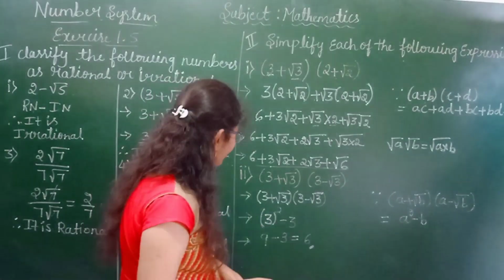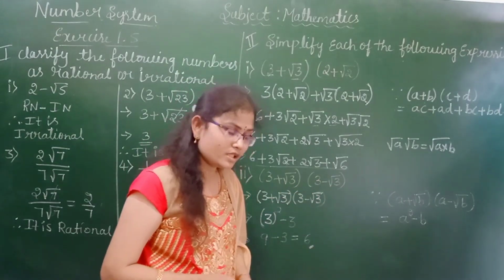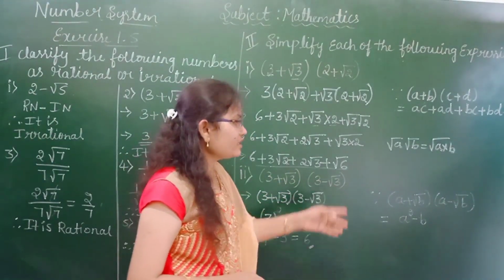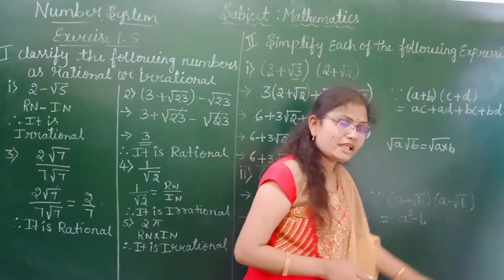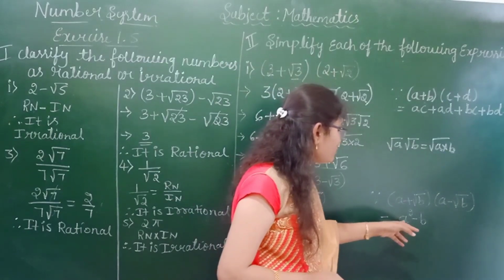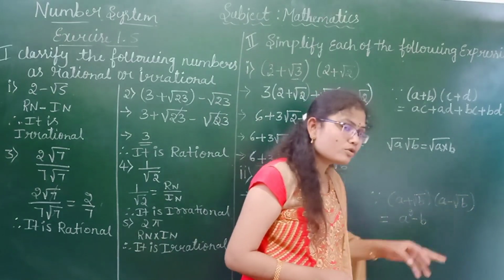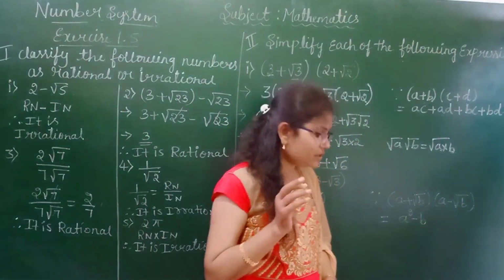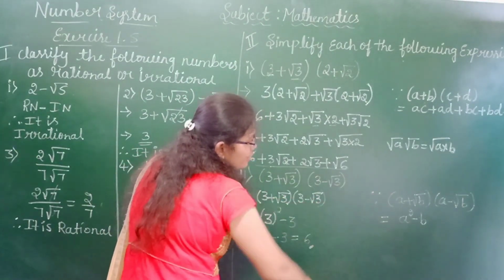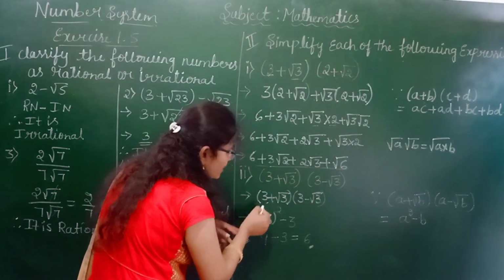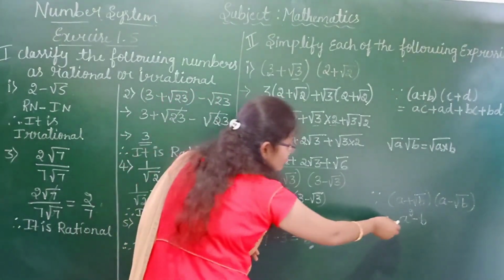Next we move on to the next problem, that is 3 plus root 3 into 3 minus root 3. Here we have to apply the property a plus root b into a minus root b is equal to a square minus b. Then what happens? In the place of a, 3 will take place. In the place of root b, root 3 will take place. Then it is equal to a square minus b.